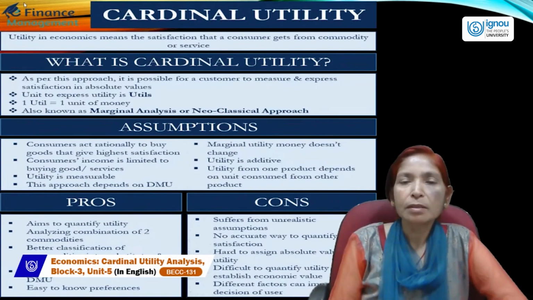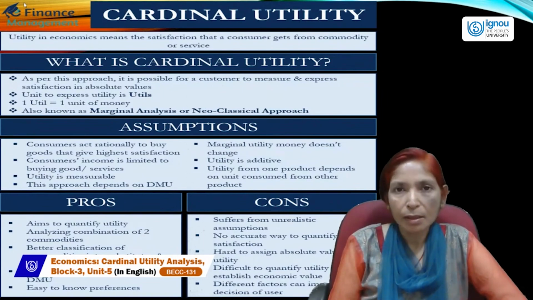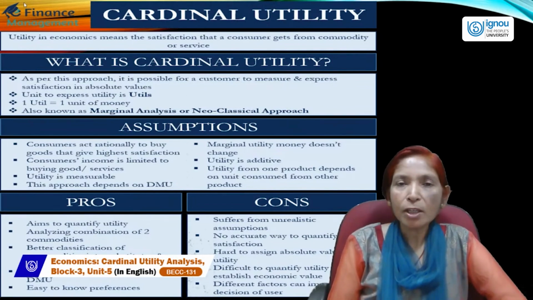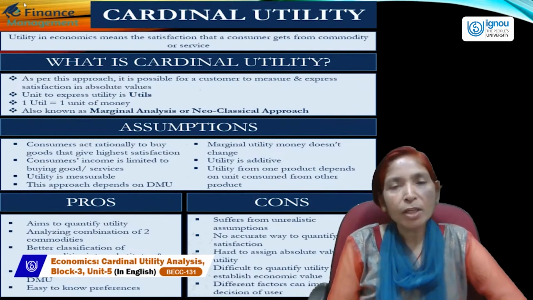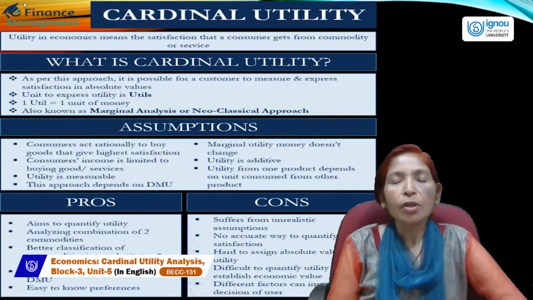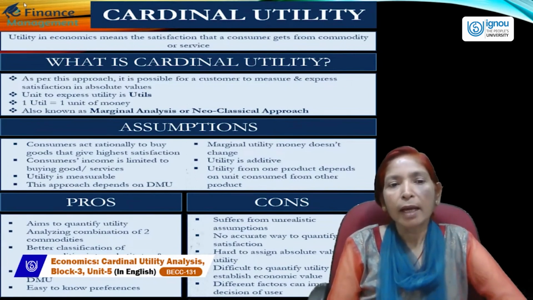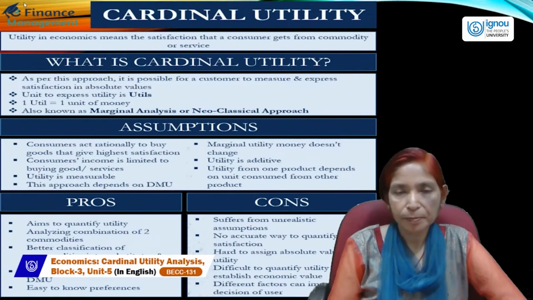Utility can be measured in terms of utils. Util is the unit of utility. One util means one unit of money. Two utils means two units of money. And this theory is also known as marginal analysis or the neoclassical approach.